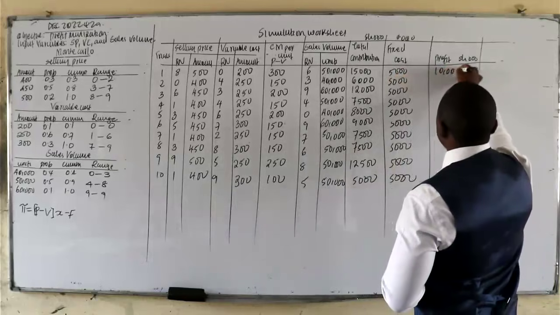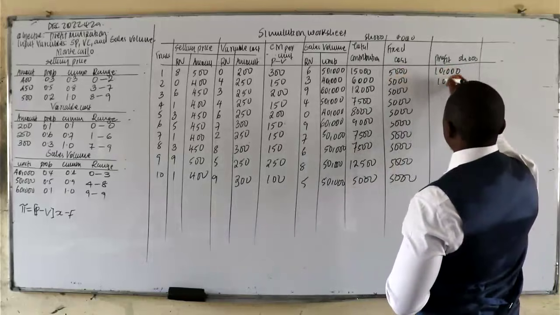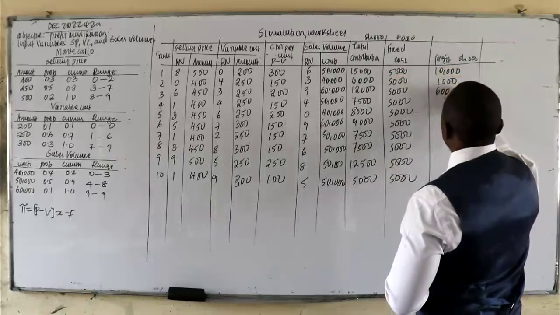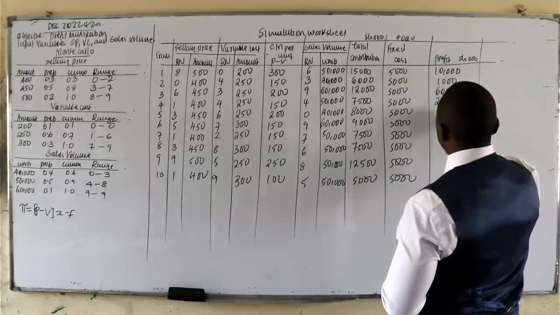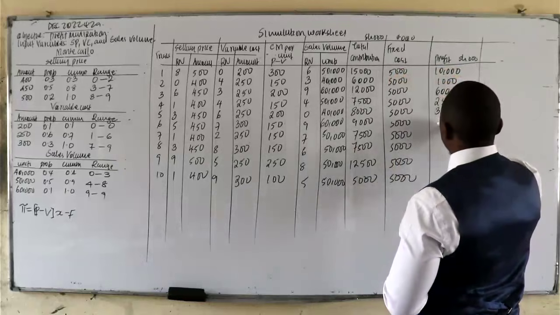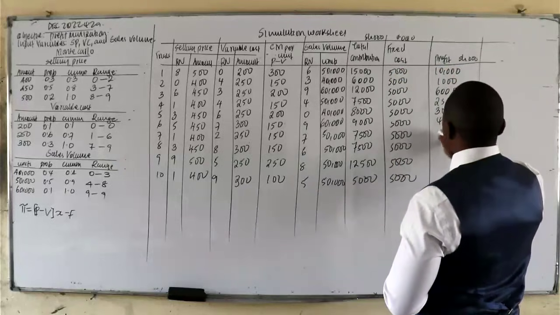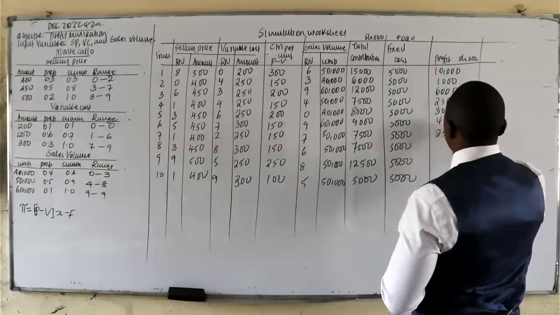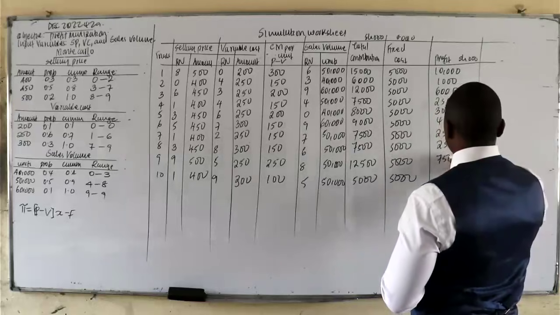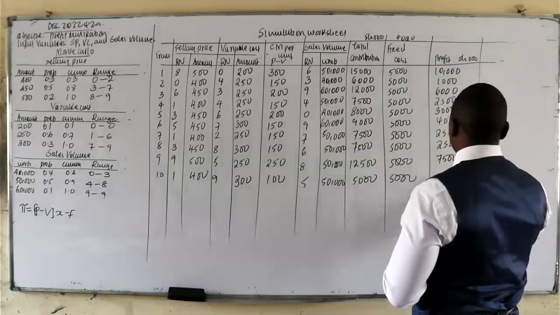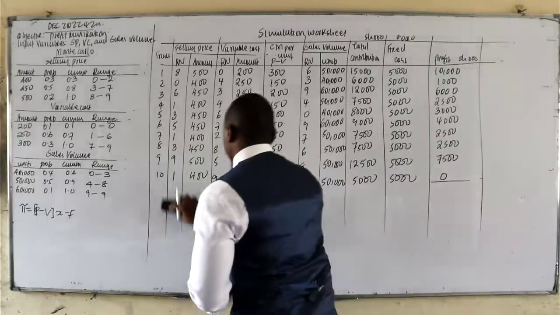Here we have 10. Here we have 1 million. We have 6. We have 2.5. Here we have 3 million. Now we have 4 million. 2.5. 2.5. This one you get 7.50. Now give me the total.